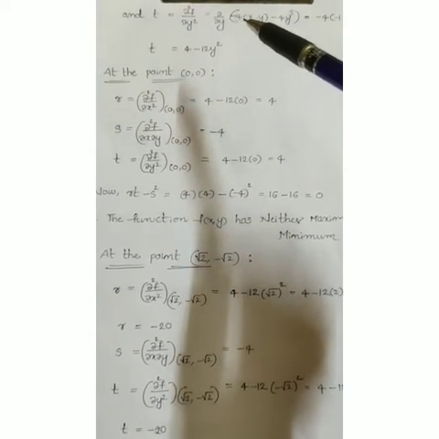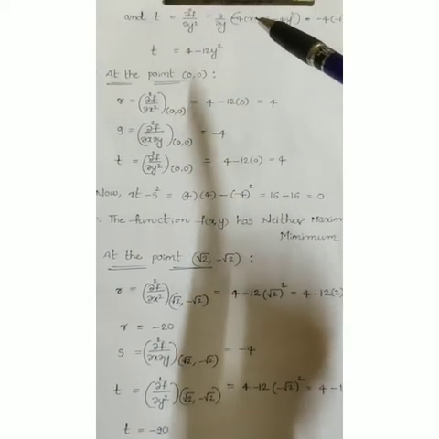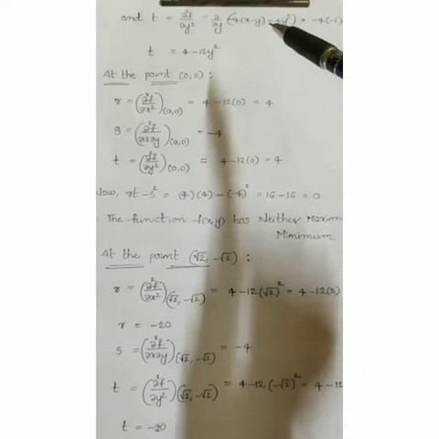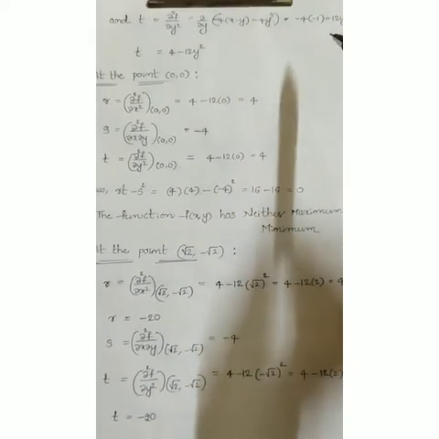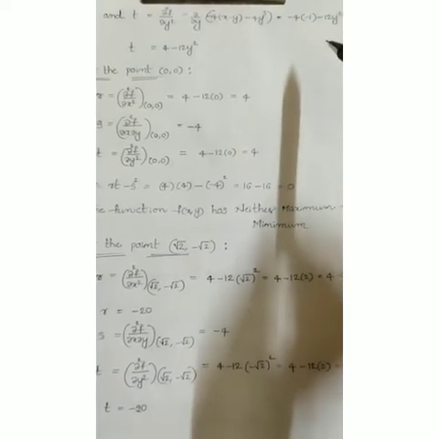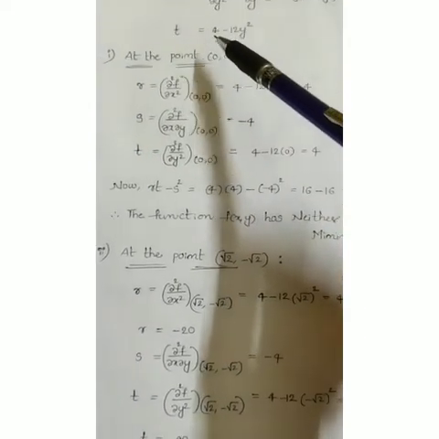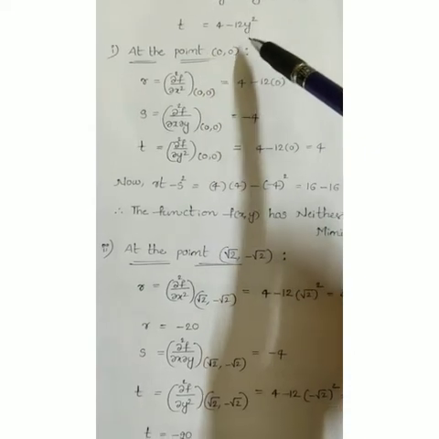So here we are differentiating with respect to y. So minus 4x becomes 0, minus into minus plus 4y. Differentiation of y is 1. So 4 into minus 1 minus 12y square. Therefore t value is minus 4 minus 12y square.